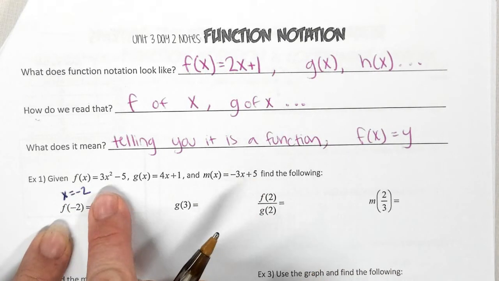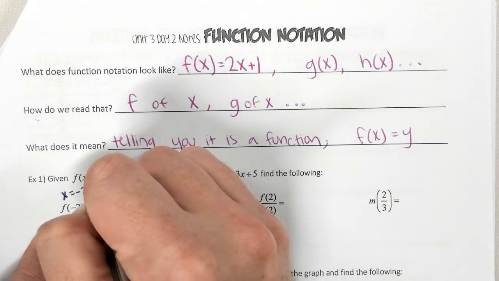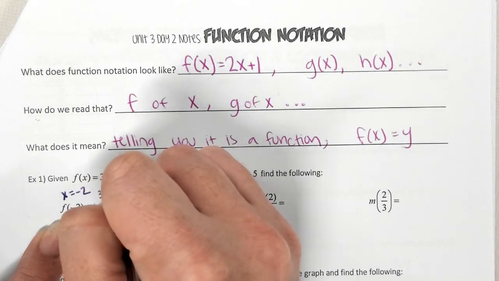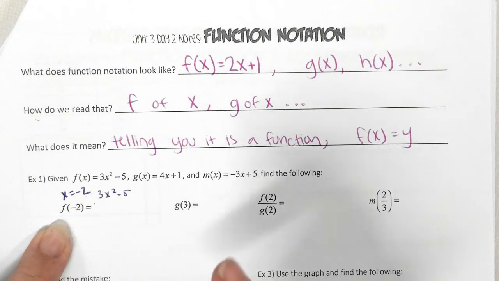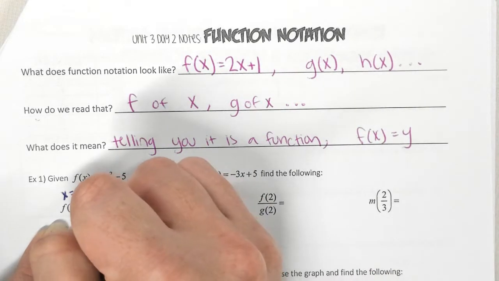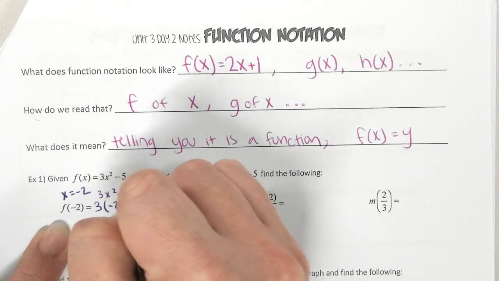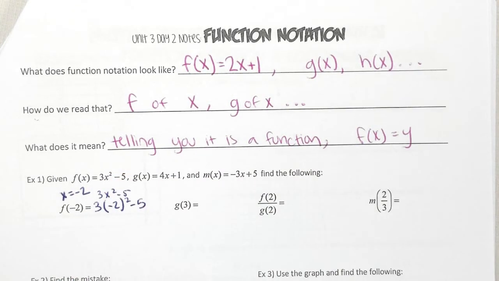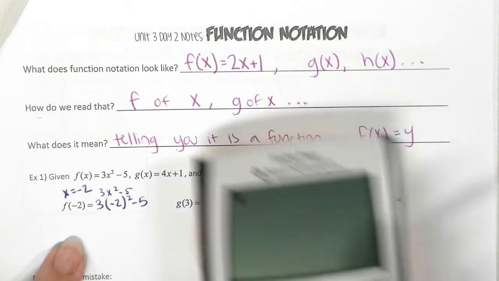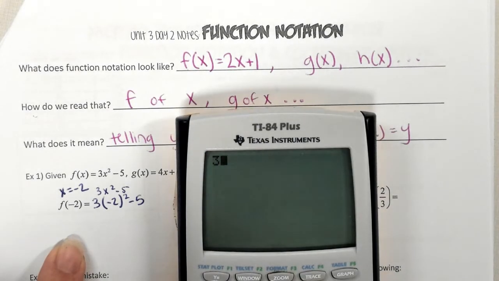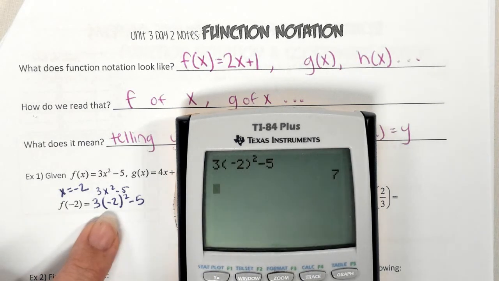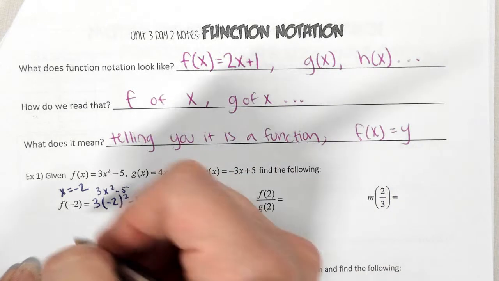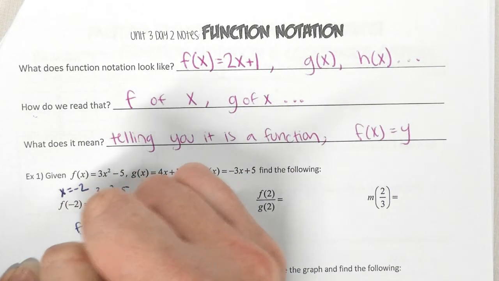So that's this one. So we have 3x squared minus 5. Well, instead of x, what am I going to plug in? Negative 2. So 3 times negative 2 squared minus 5. And I say by hand or mathematically, but really all you have to do is plug it in, and then type it in your calculator. So 3 times negative 2 squared minus 5. And what does that equal? 7. So we have f of negative 2 equals 7.